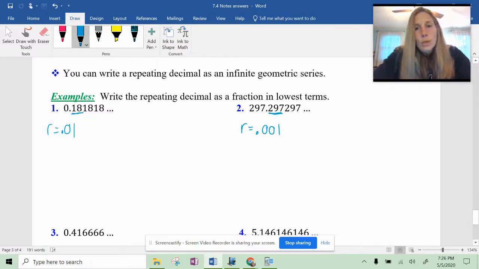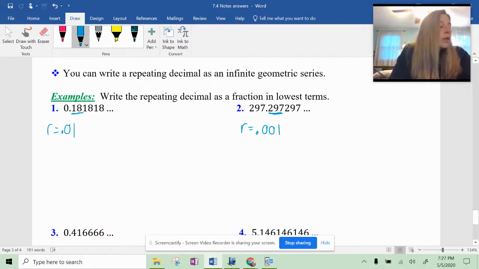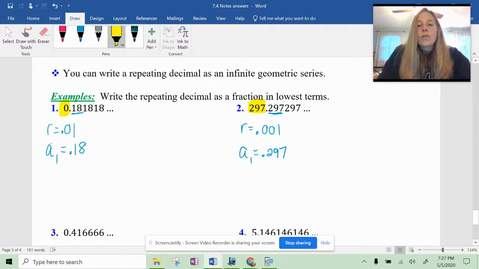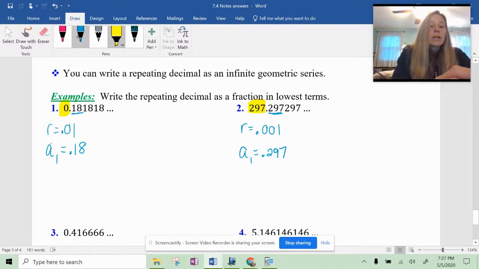So that's how that's going to work. Now, as far as the a sub 1 is concerned, that's going to be your first part of that repeating decimal. So for this one, it would just be that 0.18. For number 2, that a sub 1 would be the 0.297. I'm not even going to worry about the number in front of the decimal. If it's 0, then you don't have to worry about it anyway. If it's a different number, you can just stick that on at the end as a mixed number.